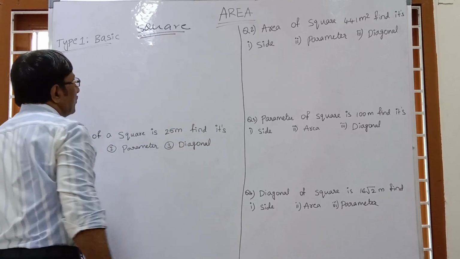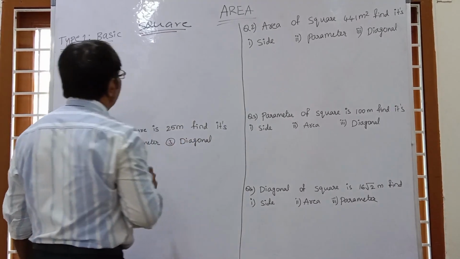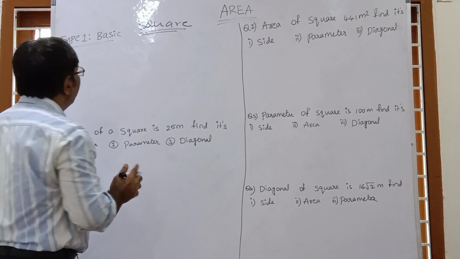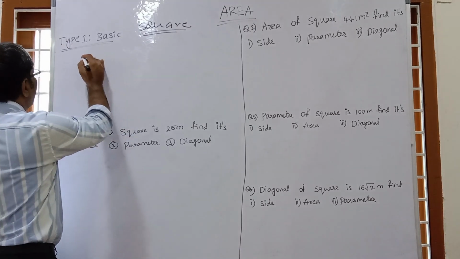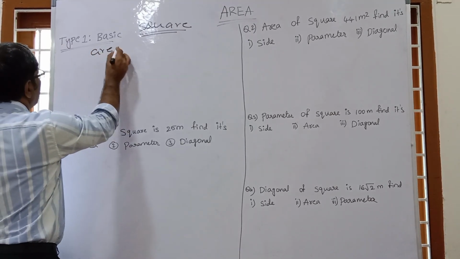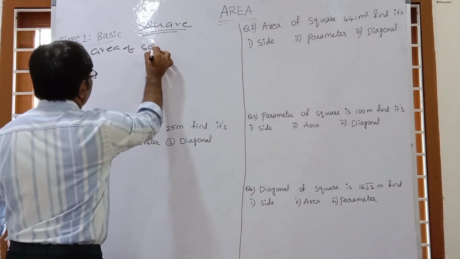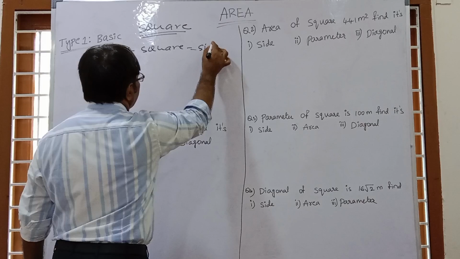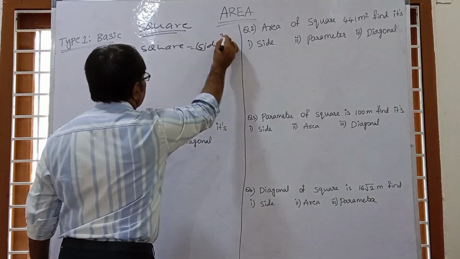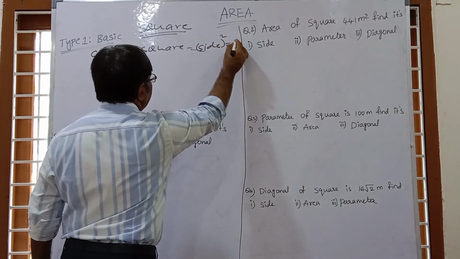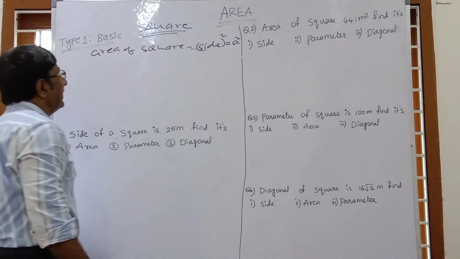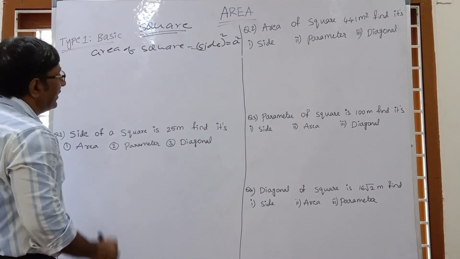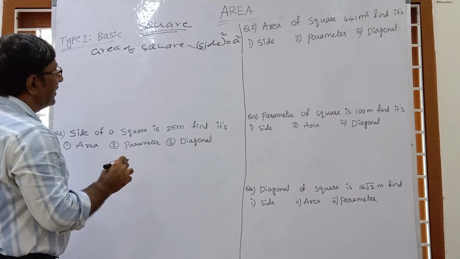So you know a square is a four-sided figure whose all sides are equal. So the first basic formula is what? That is area. Area of a square is side square. If there is a side a, then this is a square. So area of a square is side square, that is a square.